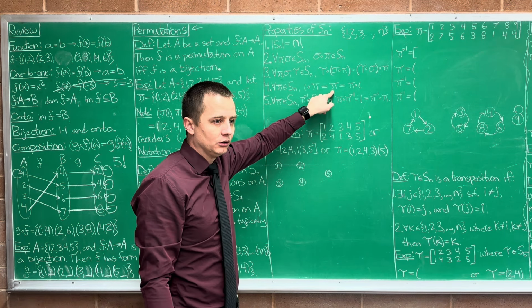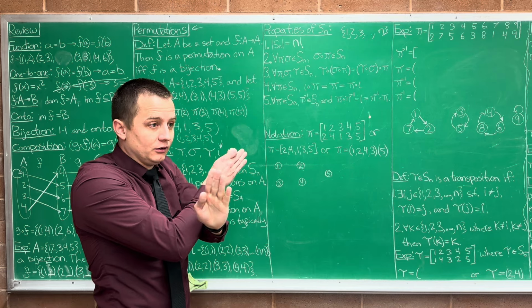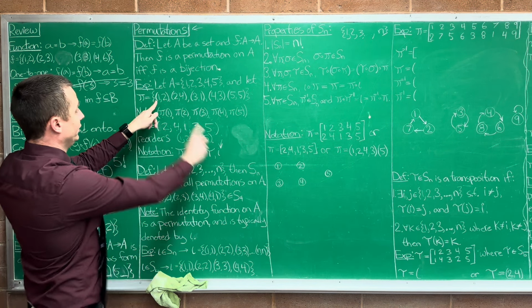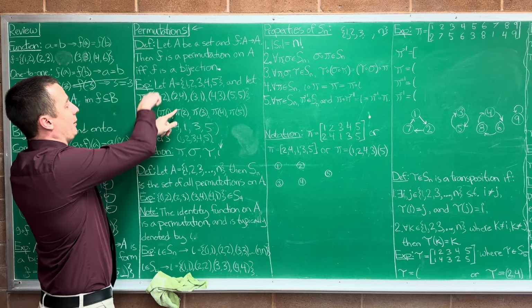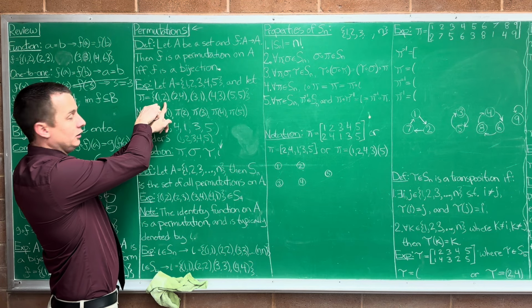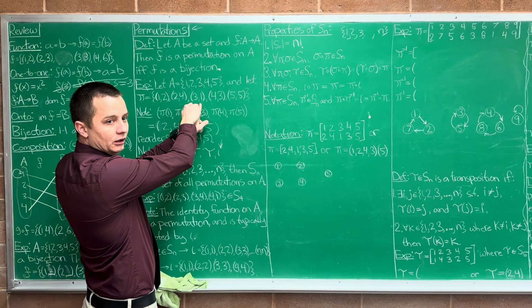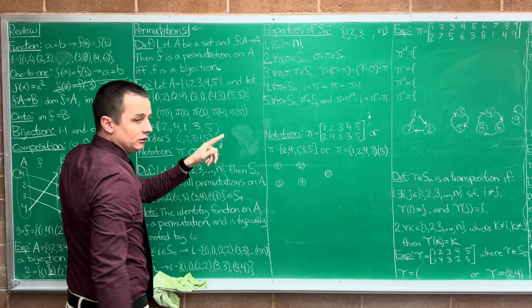Good? And then finally, for every permutation, that inverse permutation is also a permutation. What's the inverse permutation? That's one where you just swap all the elements. Here's one. Rather than having 1 goes to 2, I swap it and have 2 goes to 1. Rather than 2 goes to 4, I have 4 goes to 2. Rather than 3 goes to 1, I have 1 goes to 3. Etc.